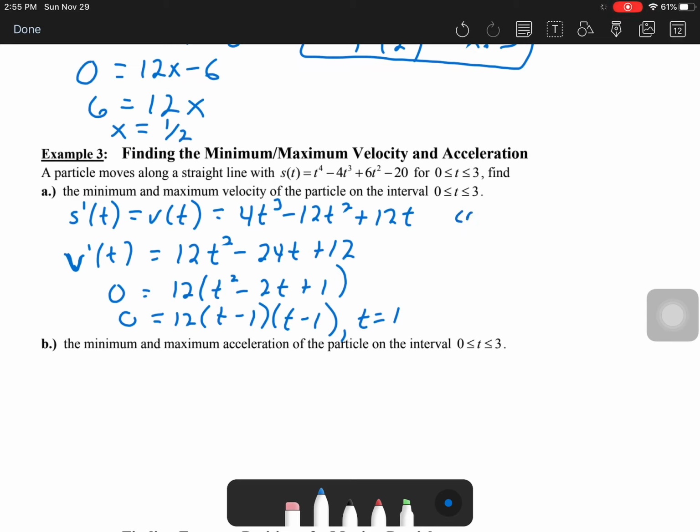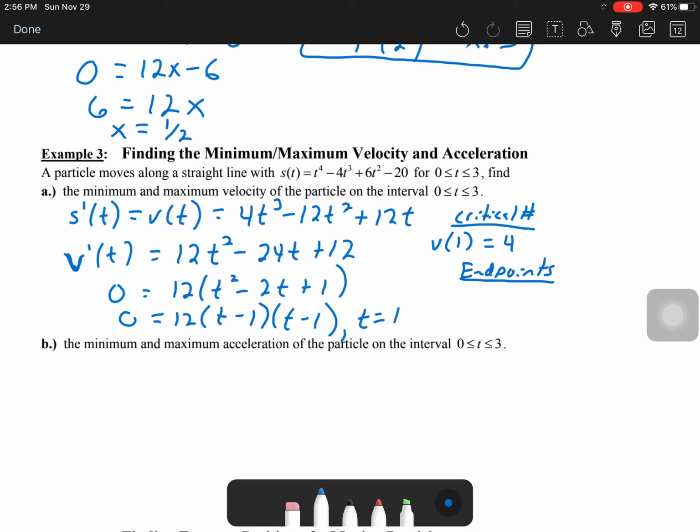So the critical number is going to be 1. Remember, we're looking for a max and minimum velocity, so put it into your velocity function, v of 1, and we get that value. I plugged that into my calculator earlier and got 4 for that. And then endpoints, right?